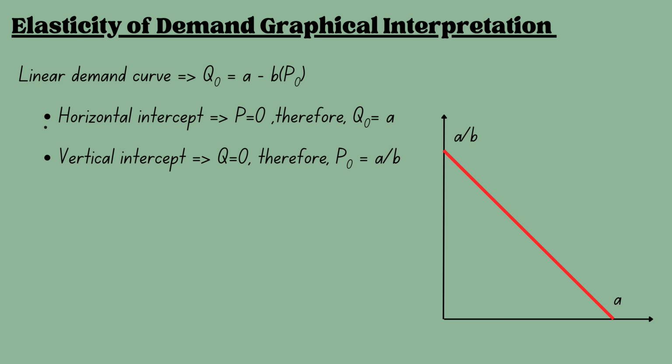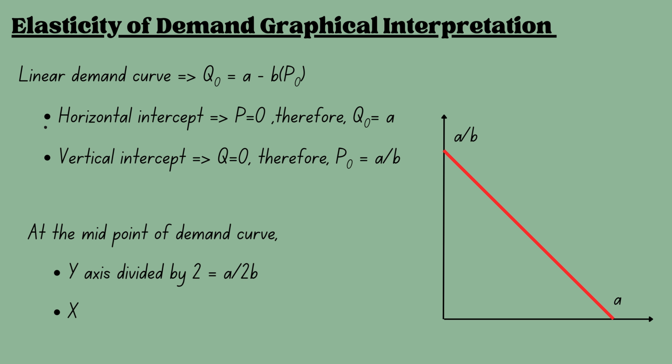To find the midpoints of the demand curve, we will divide the vertical and the horizontal intercepts by 2. Thus, our midpoint for the y-axis would be A upon 2B, and our midpoint for the x-axis would be A upon 2. Can you think of the reason why we are dividing the intercepts by 2 to get the midpoints of the demand curve? If you know the reason, leave a comment.